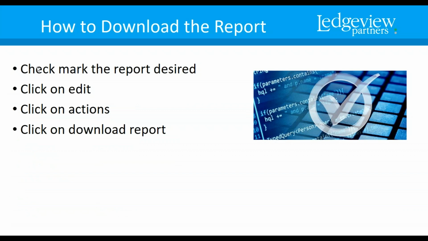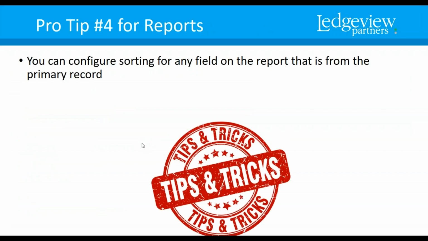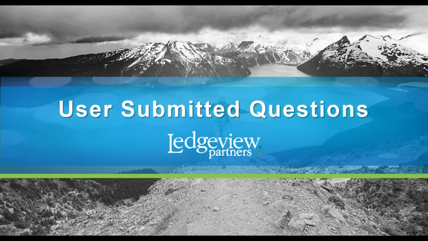You can open it up in Visual Studio. Our 4th pro tip: you can configure sorting for any field on the report that is from the primary record. Okay. That's it for reports.